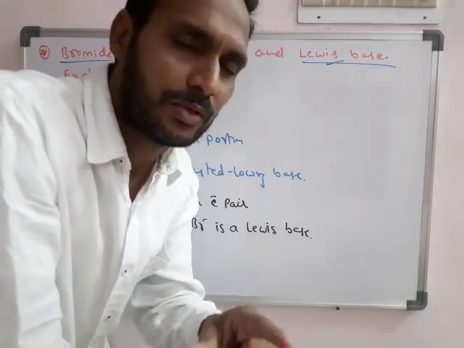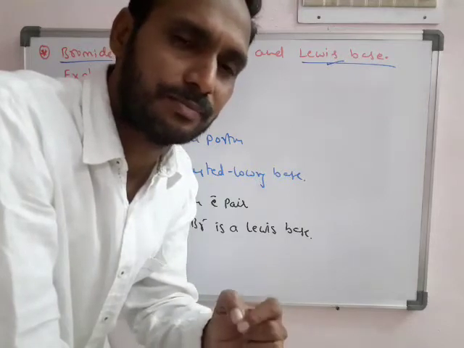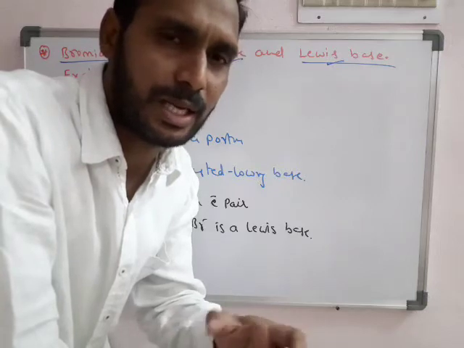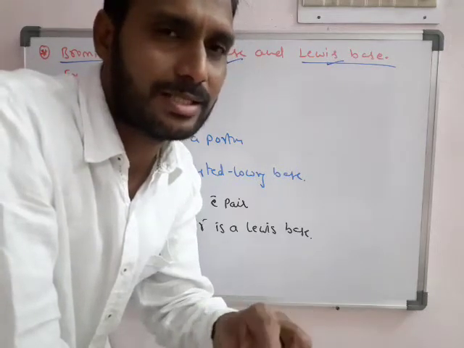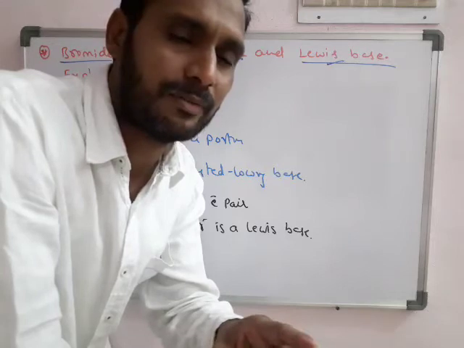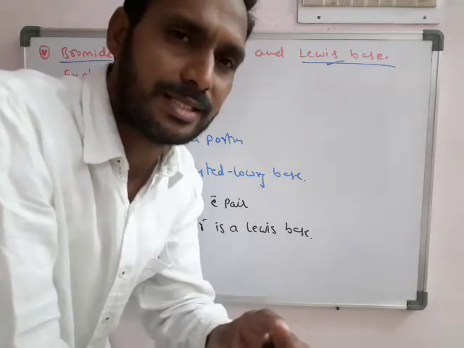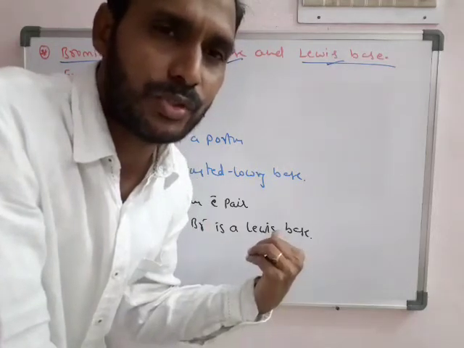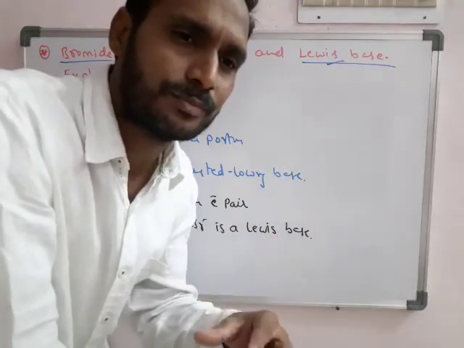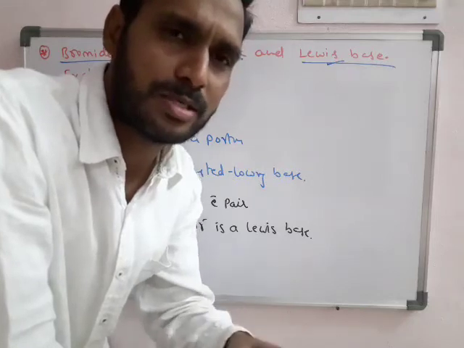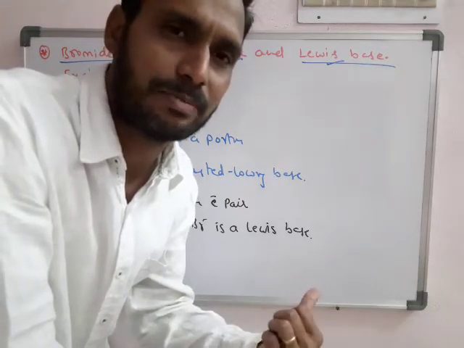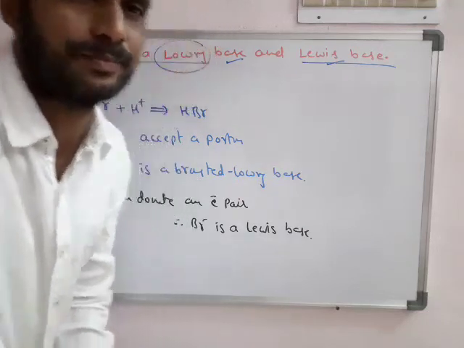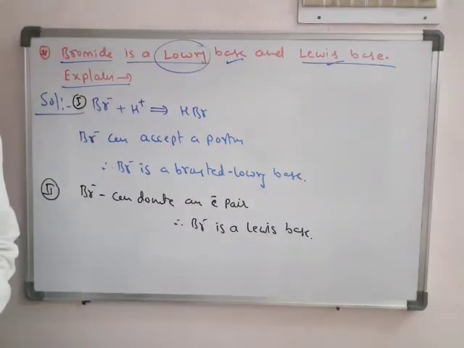If you see the electron deficient compounds like BF3, BCl3, AlCl3, they generally show acidic character, but their acidic character cannot be explained with the help of Brønsted theory. Their acidic nature can be explained only with the help of Lewis theory. But in the question, bromide according to Brønsted theory acts as a base, and according to Lewis theory also it works as a base. Okay, let's see the next question.